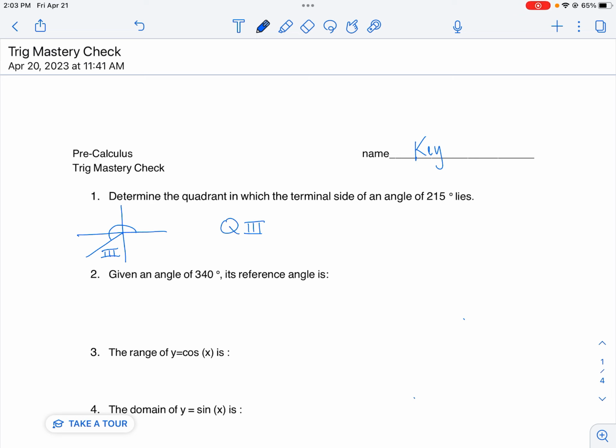All right, given an angle of 340 degrees, its reference angle is, well, let's draw 340 degrees, just shy of 360. That reference angle right there is going to be 20 degrees. It's going to be 360 degrees minus whatever I have been given. So that is a 20-degree reference angle.